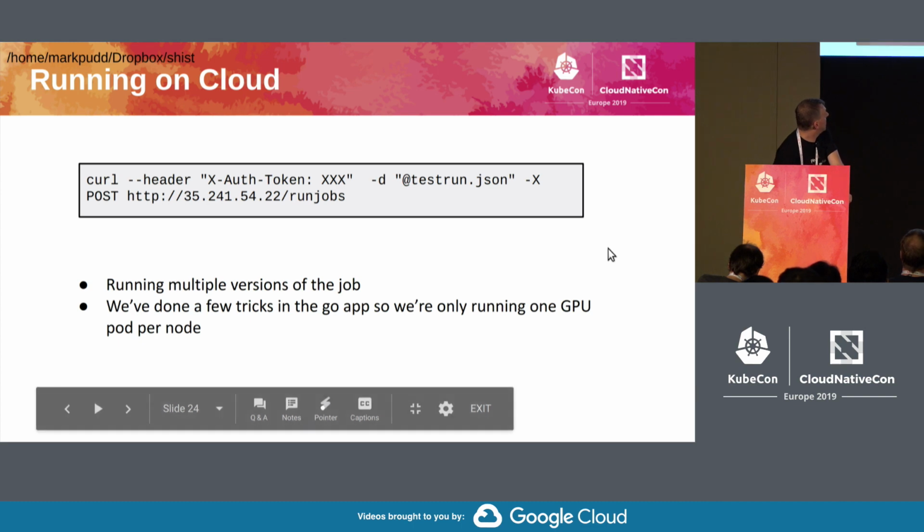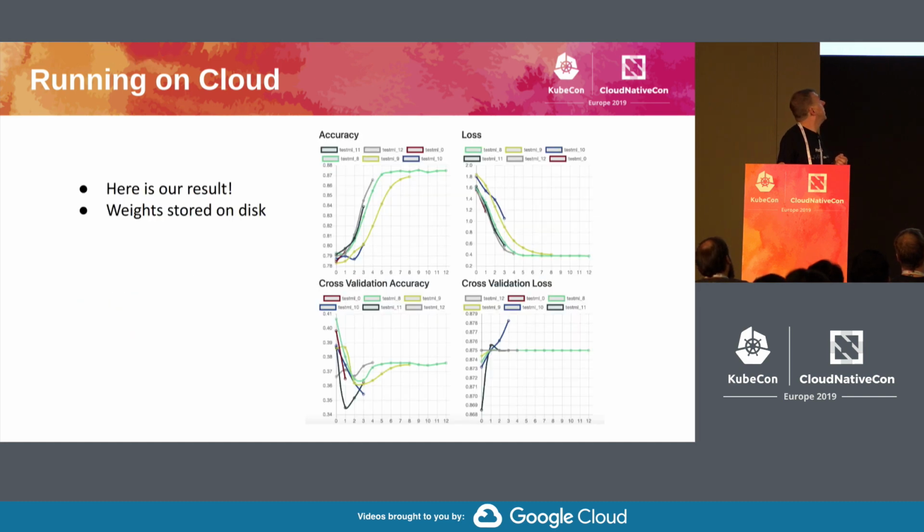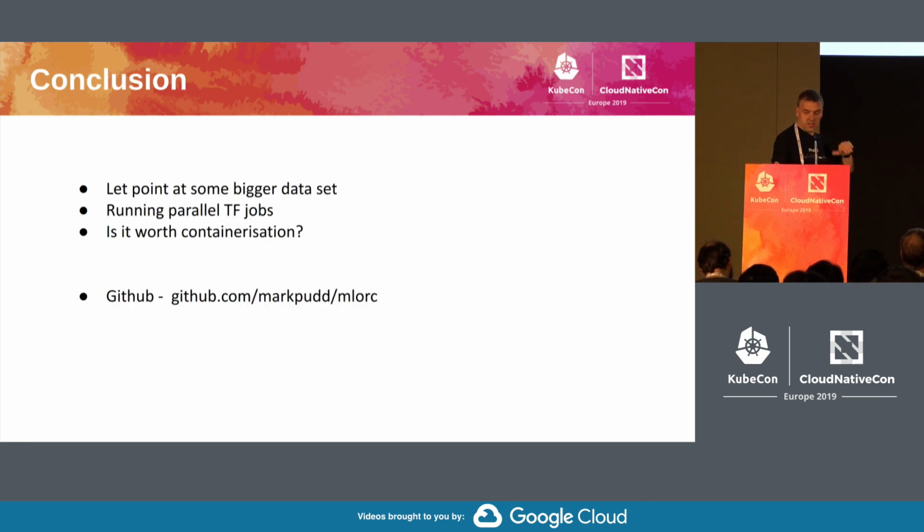So as I say, we can just post that JSON in. I actually ran a script to do that, and that's ran up, so you can see that's all running. So we run the multiple versions. As I say, there were a few tricks I had to do when I was running this locally in MiniChip to stop it over consuming the GPUs. So we've got our results out, and we've got our weights stored on disk. So that's pretty much the end, because I think I've got about 3 minutes left.